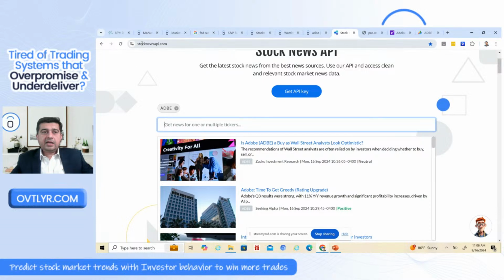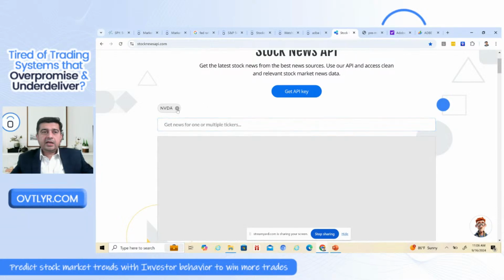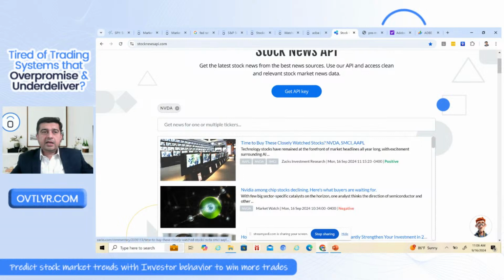And this website is very good, newsapi.com. What I do is I simply come here and add a ticker. Let's say I want to look into, I don't know, NVIDIA. Okay, I look into it, and remember with news, the more recent the news, the better it is. If you're looking at old news, it has probably already lost its value, right?